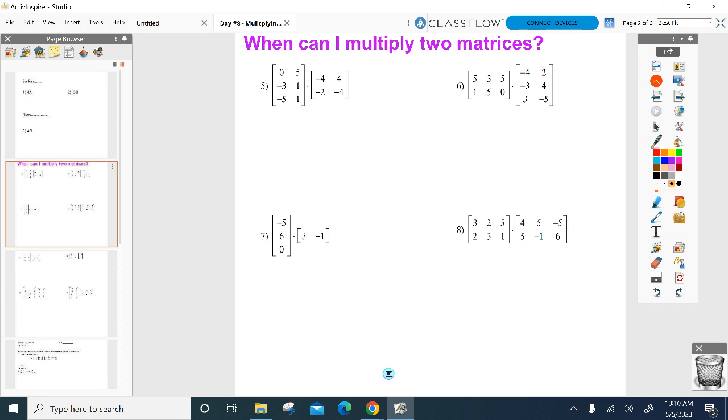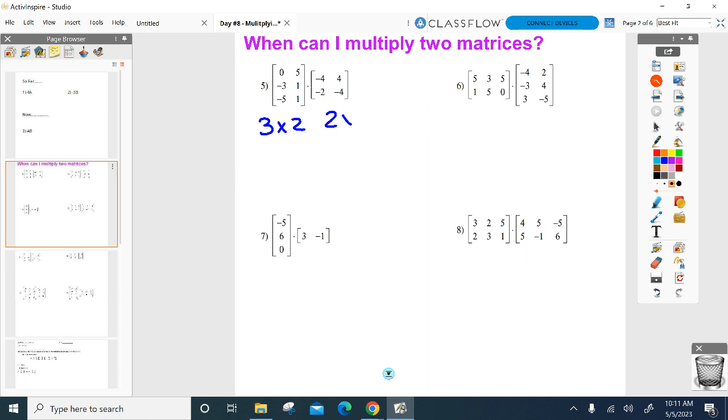All right, this isn't in your packet. I just want to go through a couple examples just to make sure we're solid. How big is this first one? You got to be able to know how to tell a size, and most of you, just by your quiz, it looks like you can. What size is this matrix? 3 by 2. Everyone agree? It's a 3 by 2. And how about the second matrix? That's a 2 by 2. Everyone, right? 2 by 2.